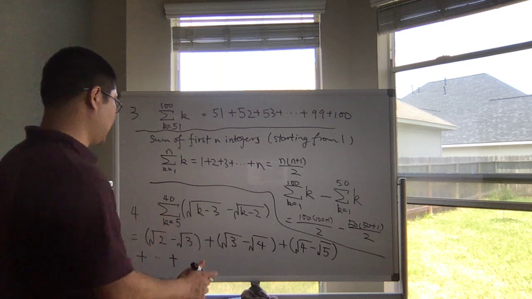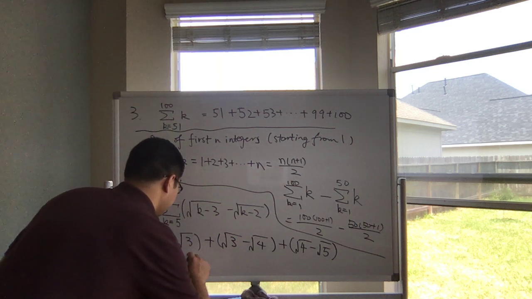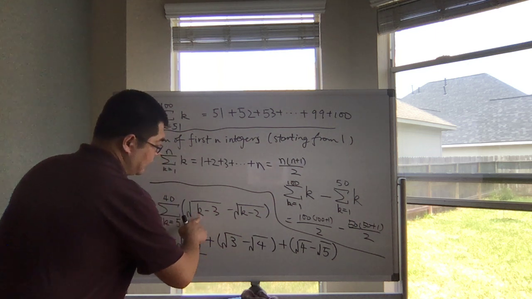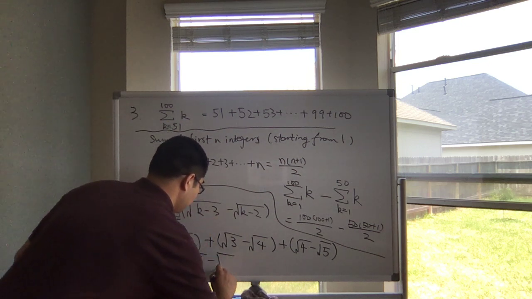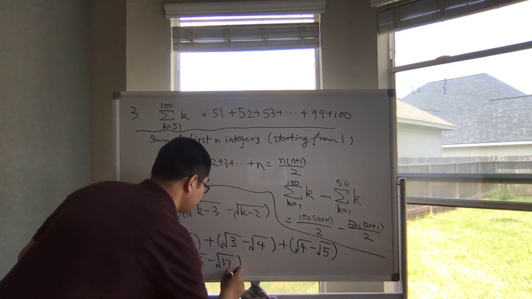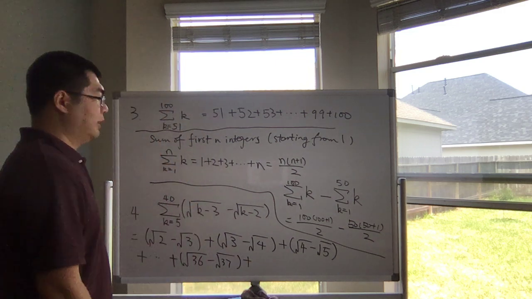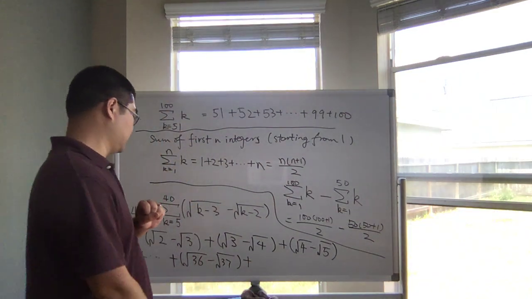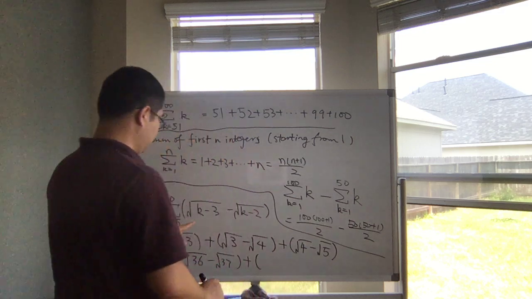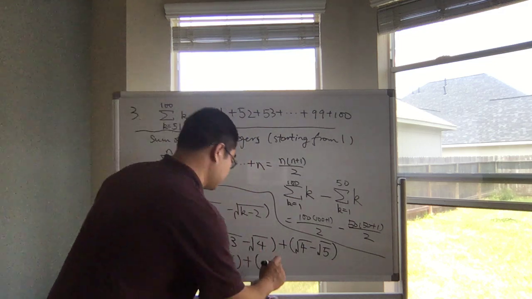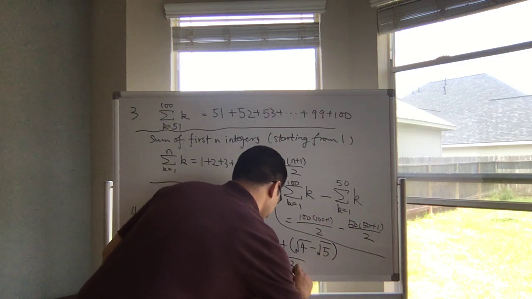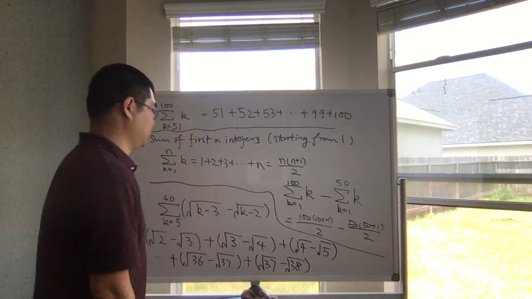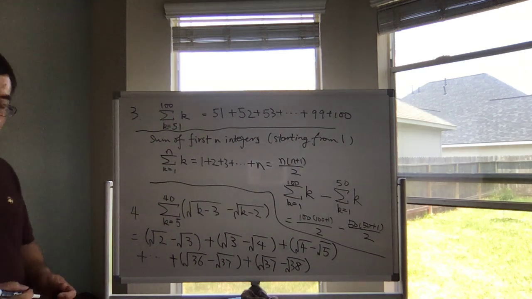When k equals 39, we have square root of 39 minus 3, which is square root of 36, minus square root of 37. Plus, when k equals 40, we have square root of 40 minus 3, which is square root of 37, minus square root of 38. It looks scary, right, guys?